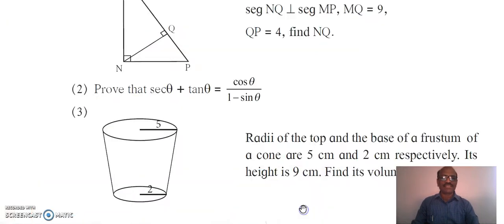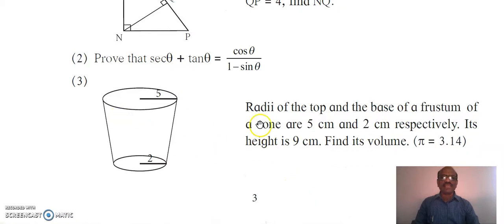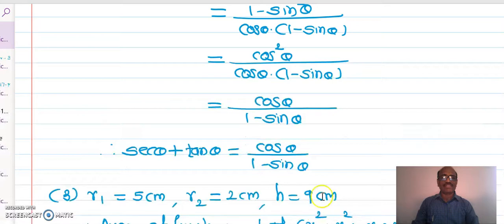Now we see the next example. The radii of the top and the base of the frustum of a cone are 5 cm and 2 cm respectively. Its height is 9 cm. Find its volume, and here pi is equal to 3.14. We see the answer of this question.